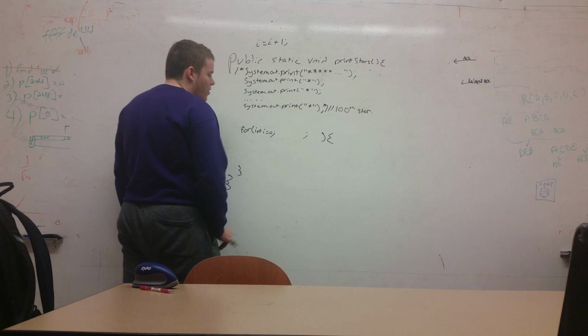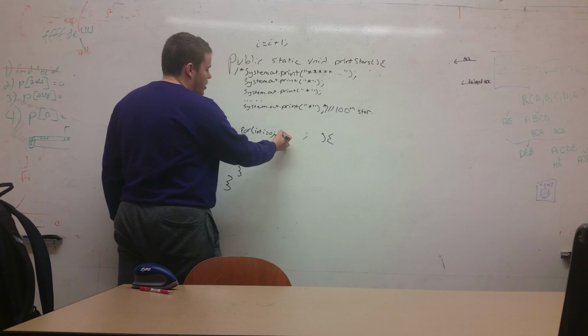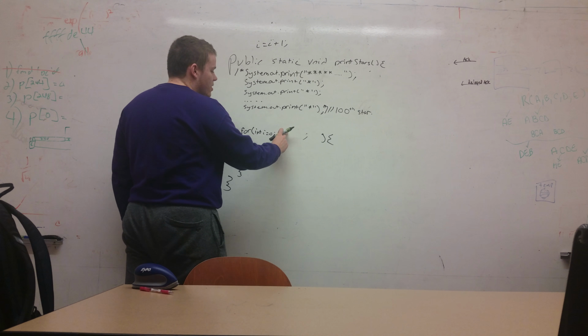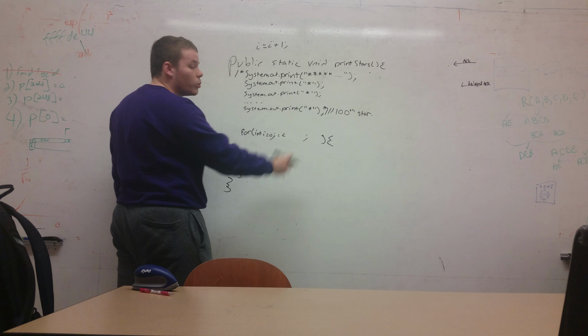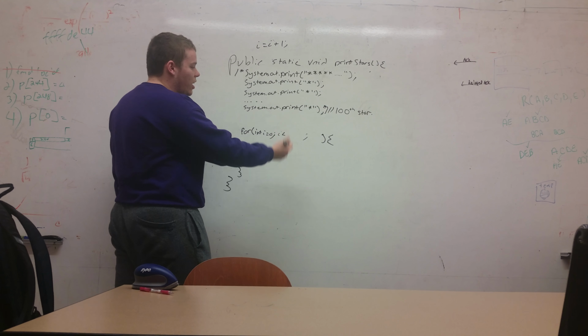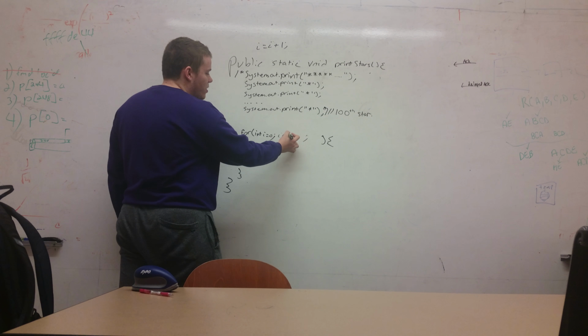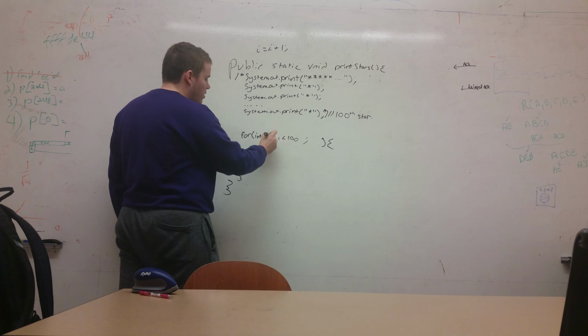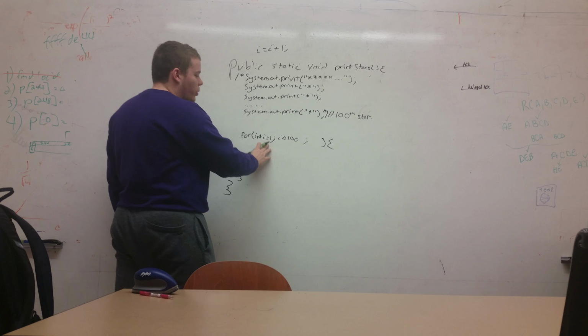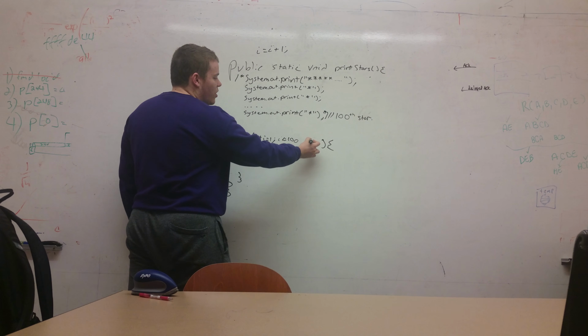You need a semicolon, and then you need what's called a test. So you want to test to see if I is less than or equal to some number. Usually it's however long you want the loop to go to. In this case, you want to print out 100 stars, so we want to make it less than like 100. And actually, for simplicity's sake, let's make this 1 and less than or equal to 100. So we want to print from 1 to 100 stars, and then we need an update.